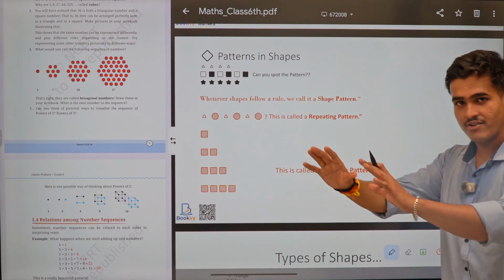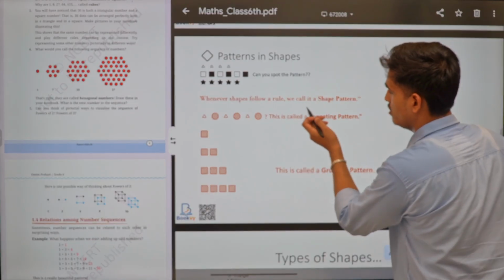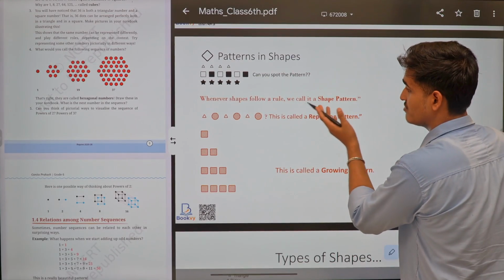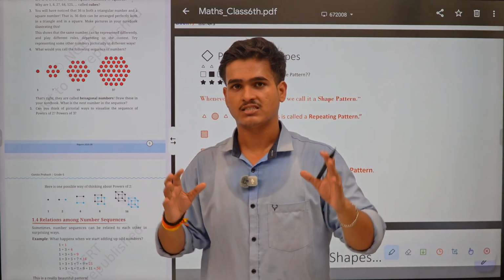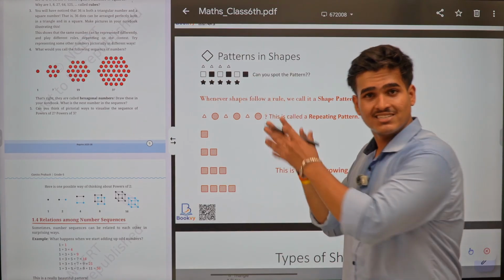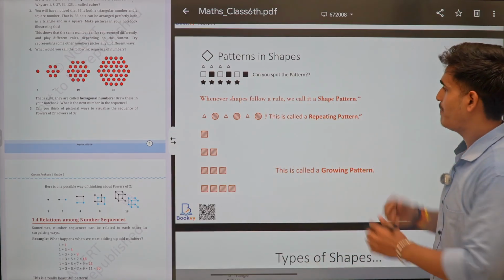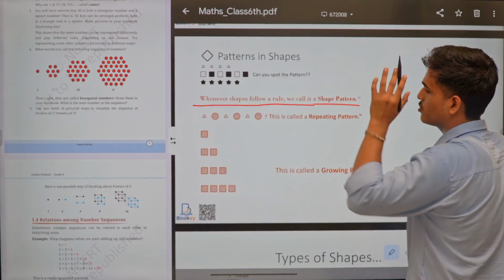But the thing is, wait. Whenever shapes follow a rule, we call it a shape pattern. Just giving you a simple definition, we have already studied this. But what is this exactly called? It is a shape pattern. Whenever a shape follows a rule, we will call it a shape pattern.